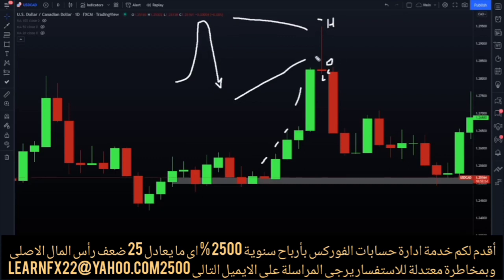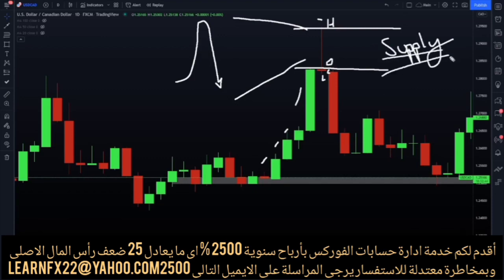And that is exactly what we are going to use when we call this area a level of supply. Okay? This is an example of supply. Why is this supply? Because the sellers in this area were much heavier than the buyers.